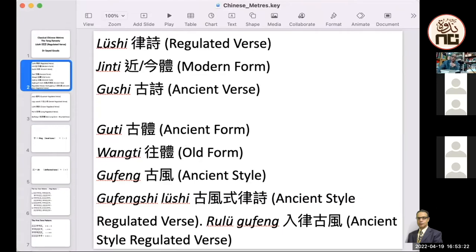You may also refer to it as wángtǐ or gǔfēng, ancient style. Or you say 古风设律诗, meaning mixed ancient style regulated verse. Or you may refer to it as 入律古风. All these names refer to the same thing, and that is a bit different from 律诗, which is much more strict. It's very strict, this 律诗, because it has some strict rules for the poets who follow it.